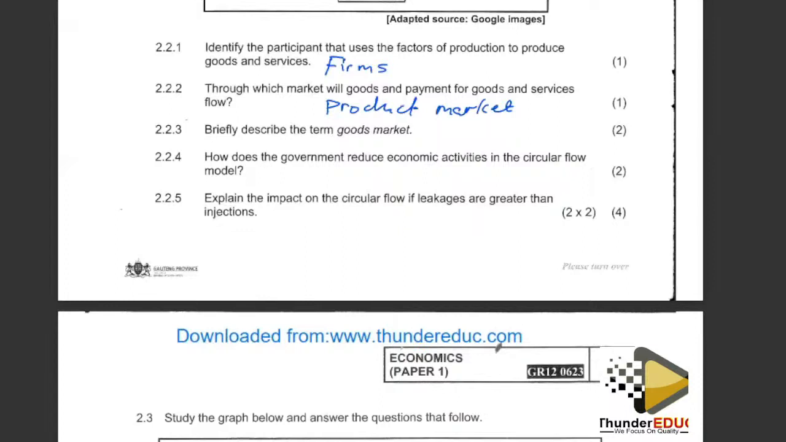Okay, right. So let's move on to the next question, 2.2.3: Briefly describe the term goods market. Remember, the goods market is more or less the same as the product market. Under goods market, we specifically refer to those tangible items that businesses are selling. So here we talk of the platform where buyers and sellers of goods meet for potential transactions. So we're saying that this is a platform where buyers and sellers of goods meet for potential transactions.